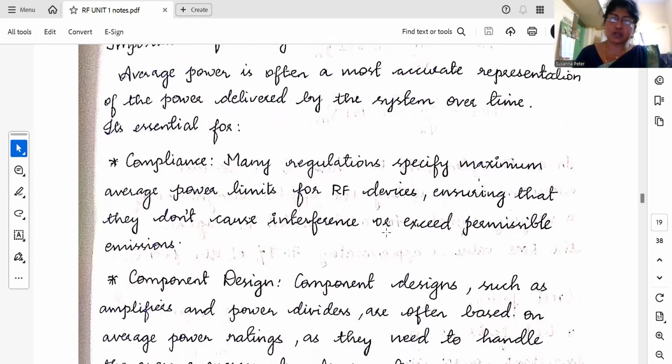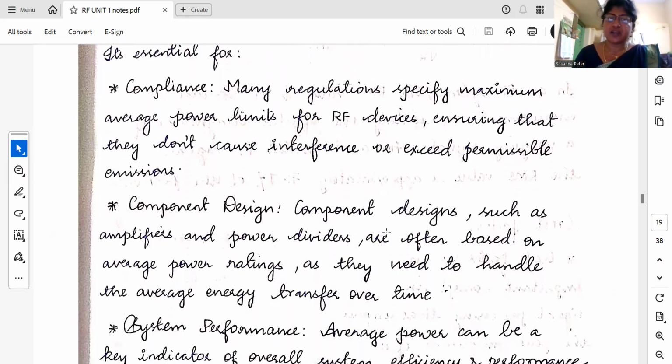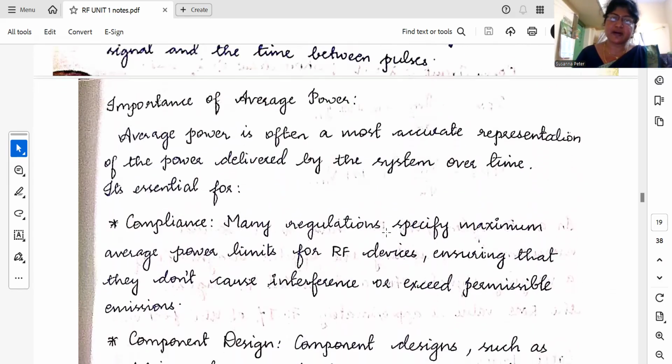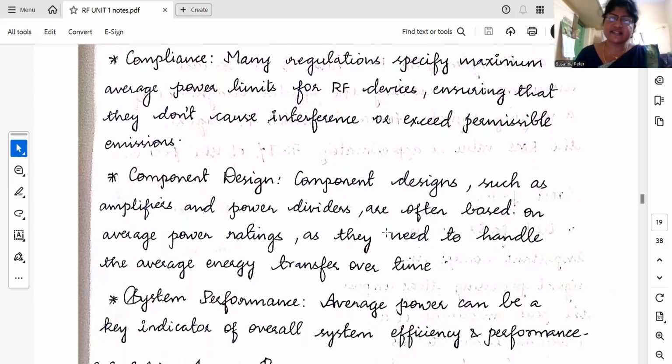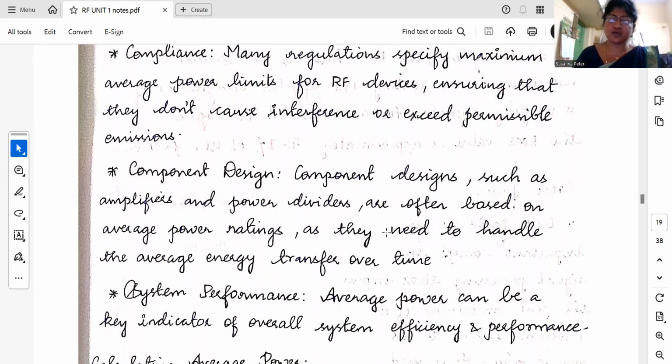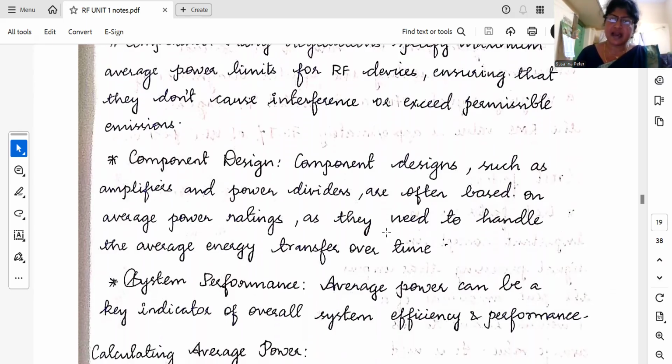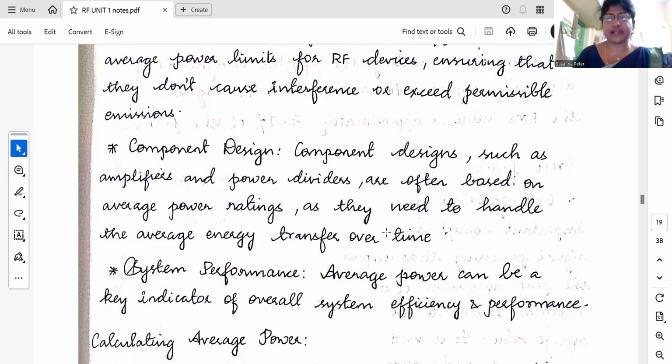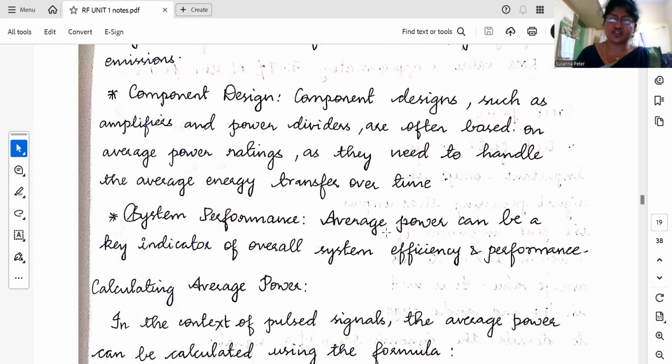So that is about compliance, and next is component design. Average power plays a role in component design, such as amplifiers and power dividers. We know very well that amplifiers and power dividers are often designed based on average power ratings, as they need to handle the average energy transfer over time. We have power ratings even for our air conditioners, fridges, etc. Similarly, RF components also have power ratings, within which they should operate. If it goes beyond that, there will be damage to the components.